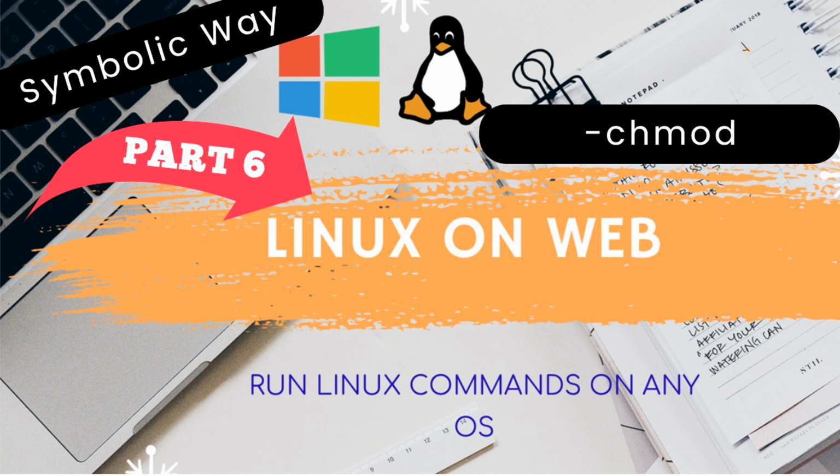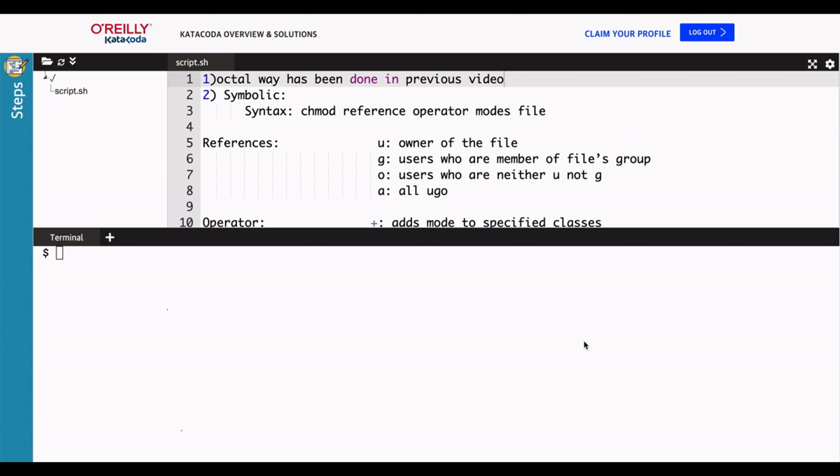In this video, we'll learn about the symbolic way to use the chmod command in Linux. This is part 2 for the same command, chmod. Here we can use a symbolic way, with a syntax for writing commands using chmod. So let's get started. Chmod is basically for the operator modes of a file.